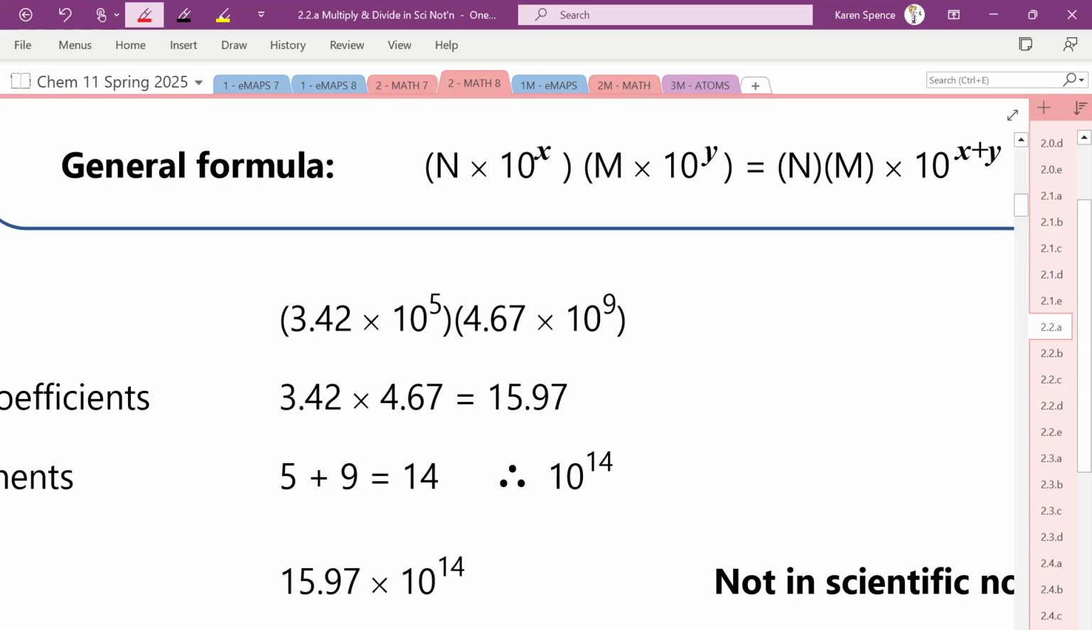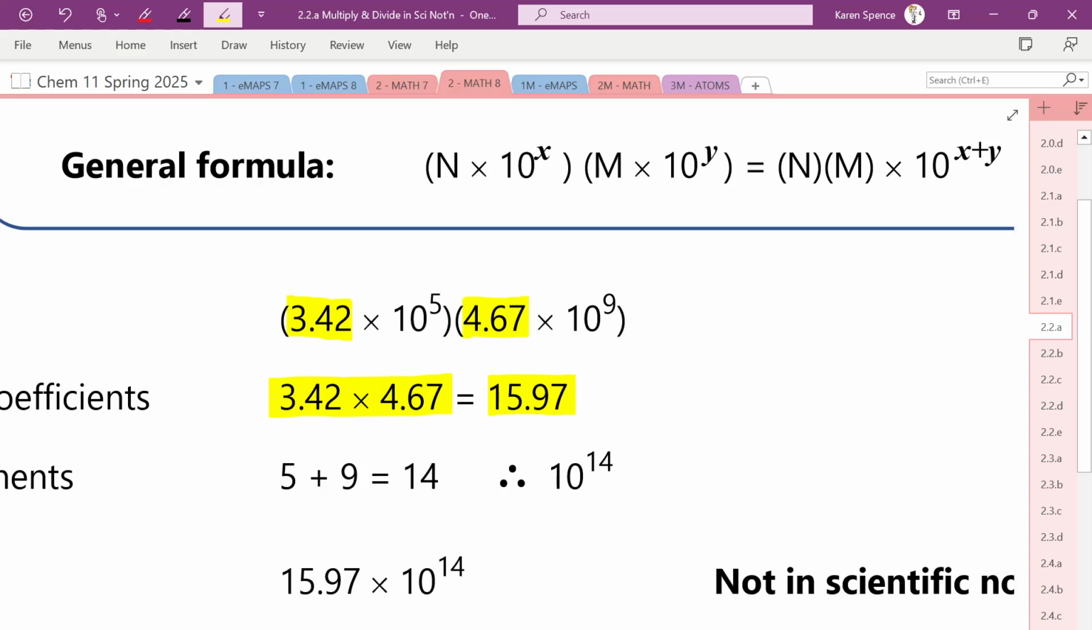So what I'm going to do is take my two mantissas, the two coefficients, and put them first. I'm going to take my coefficients 3.42 and 4.67, and multiply them together to give me 15.97. So far, so good? Okay.